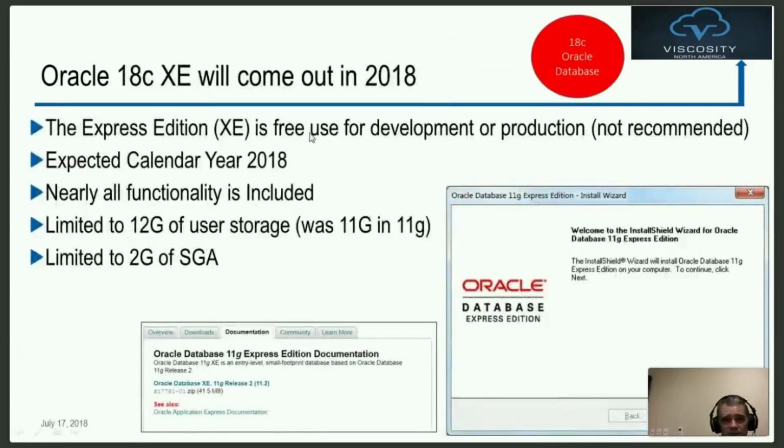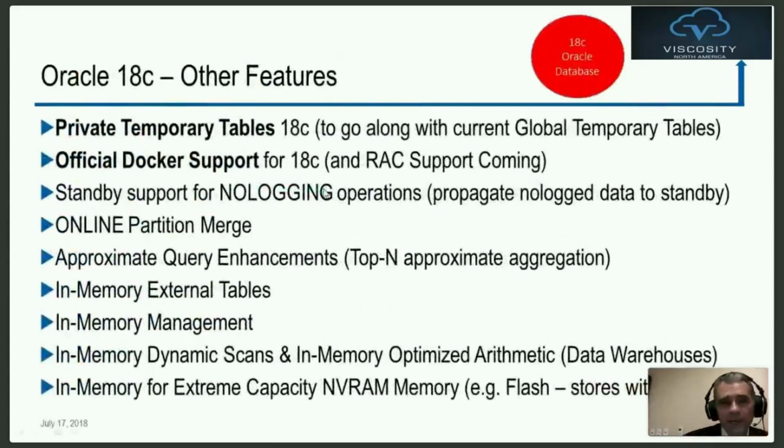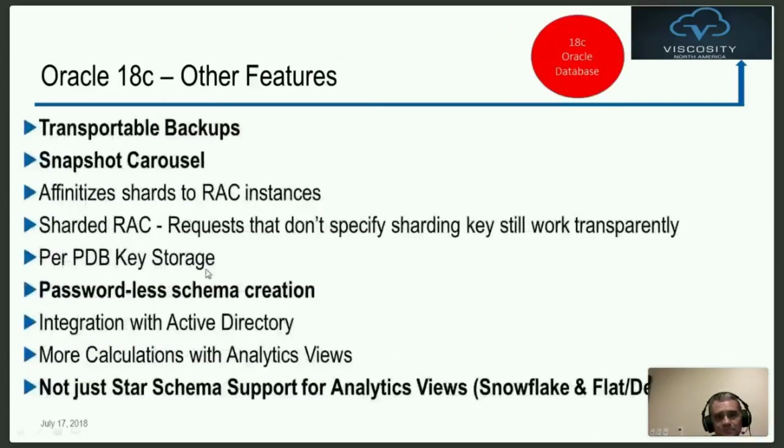Oracle Express Edition will come out for 18c in 2018. It's expected in the calendar. If you saw my Twitter, we would have seen more on that. I might show that if we have a little time at the end. Some other things in 18c: official Docker support. Some of the other ones you've seen already, I've shown. Snapshot Carousel is one of my favorites. Passwordless schema creation, that's a new one. Not just star schema, but also Snowflake. That's kind of nice.